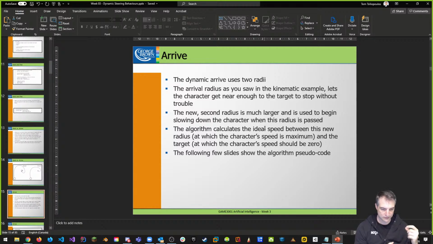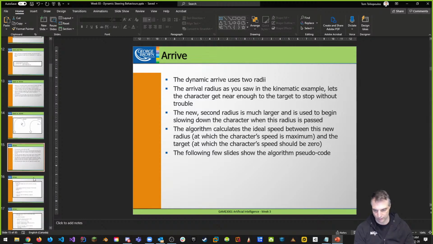And then what happens is the algorithm calculates the ideal speed between the new radius, at which the character speed is maximum, and the target, at which the character speed is 0. So what you're going to do here is a smooth step, or a lerp, a linear interpolation from maximum speed to 0. So you're going to go from 0 to 1, as an example, or from 1 to 0 in this case, from maximum speed all the way to 0. You're going to stop exactly at the point where you have to be. And you can use a lerp for that, which we talked about a little bit last week. All right, so that is arrive.